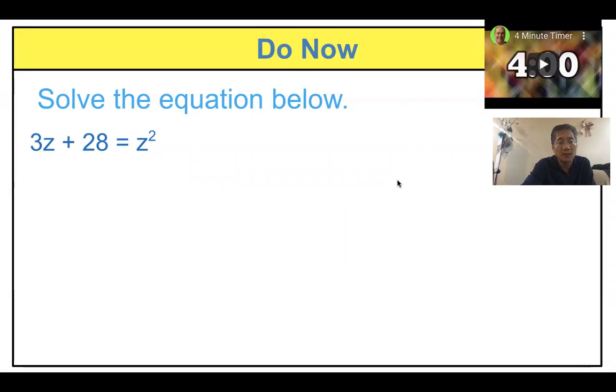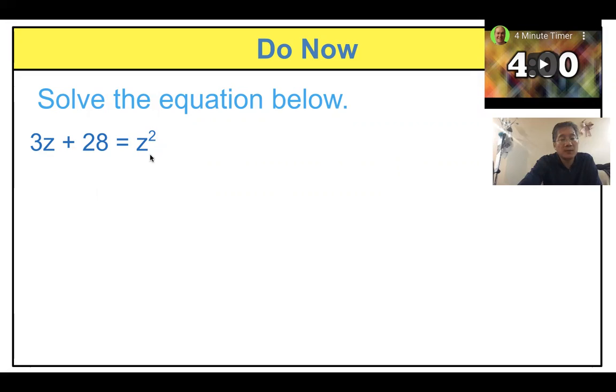Please solve the equation below: 3z plus 28 equal to z squared. You will have 4 minutes, right? Okay, let's do it together.